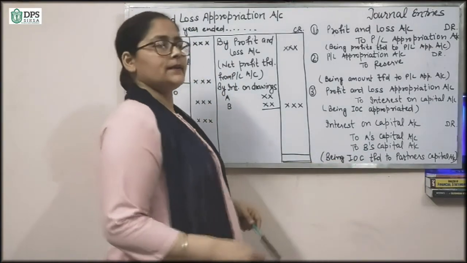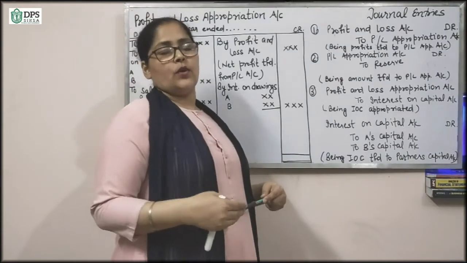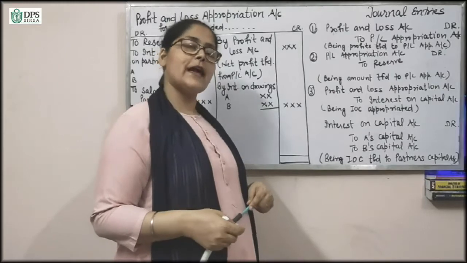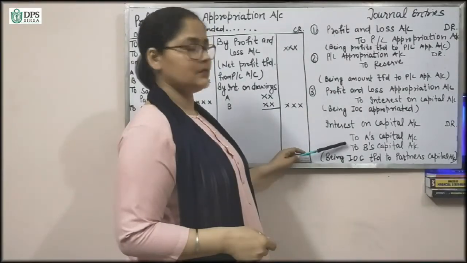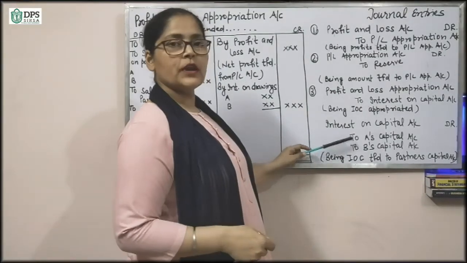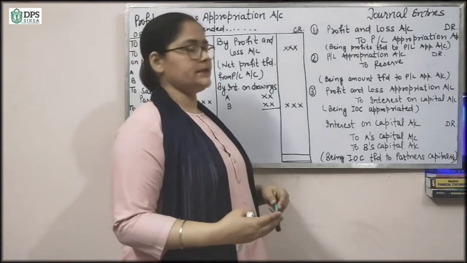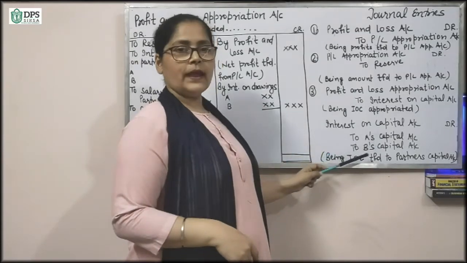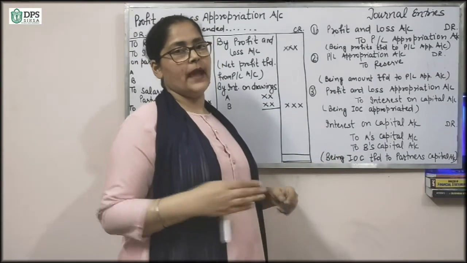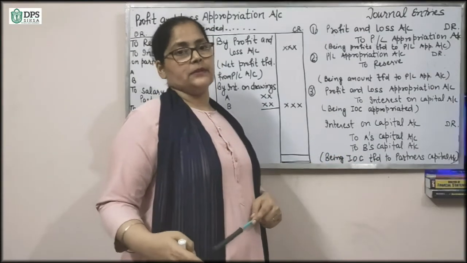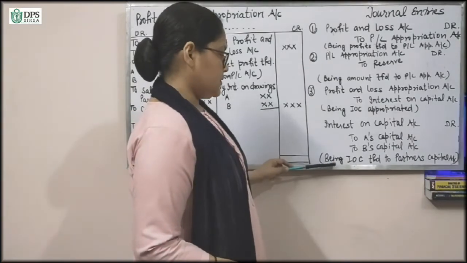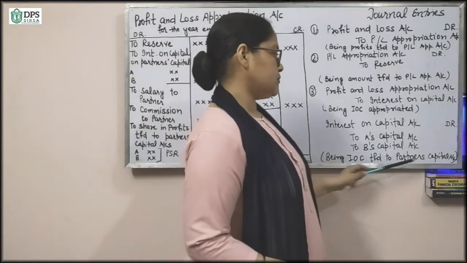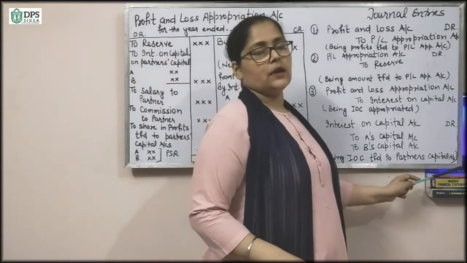Why will they be credited? Does a capital account have a debit balance or a credit balance? It has a credit balance. Why? Because we are giving the amount to partners. That's why we are crediting A's capital account and B's capital account. It will be added to their capitals. The narration is: being IOC, interest on capital, transferred to partners' capital accounts.